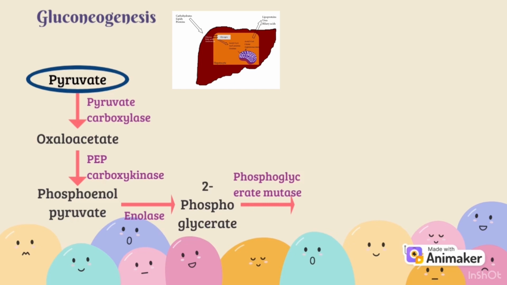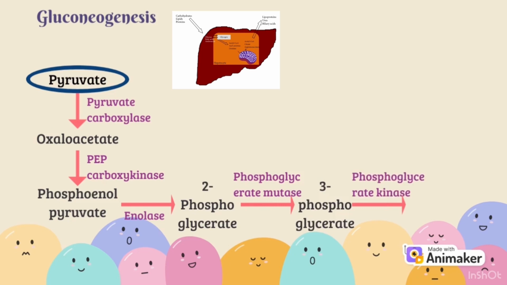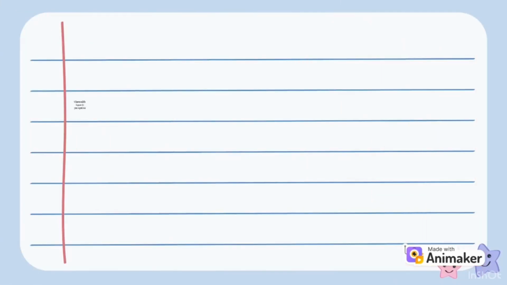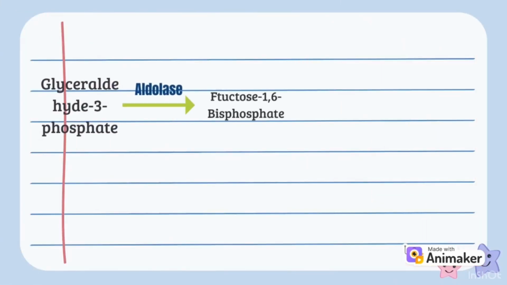2-phosphoglycerate is catalyzed by phosphoglycerate mutase, where one phosphate group is transferred to form 3-phosphoglycerate. 3-phosphoglycerate is catalyzed by phosphoglycerate kinase to form 1,3-bisphosphoglycerate, where one phosphate group is transferred and an ADP is produced. Then 1,3-bisphosphoglycerate is transformed into glyceraldehyde 3-phosphate by glyceraldehyde phosphate dehydrogenase. Aldolase catalyzes the formation of fructose 1,6-bisphosphate from glyceraldehyde 3-phosphate.